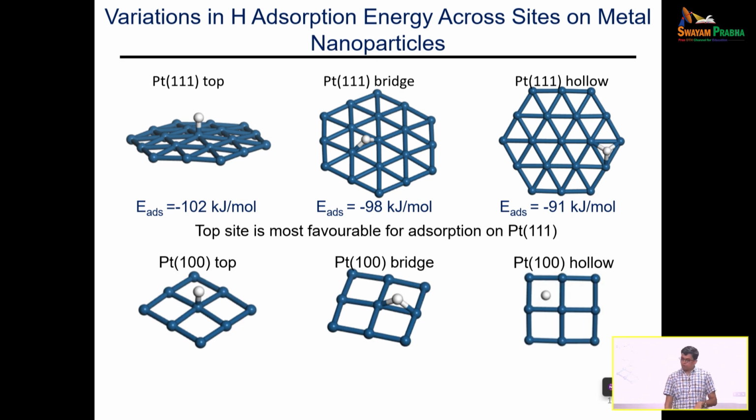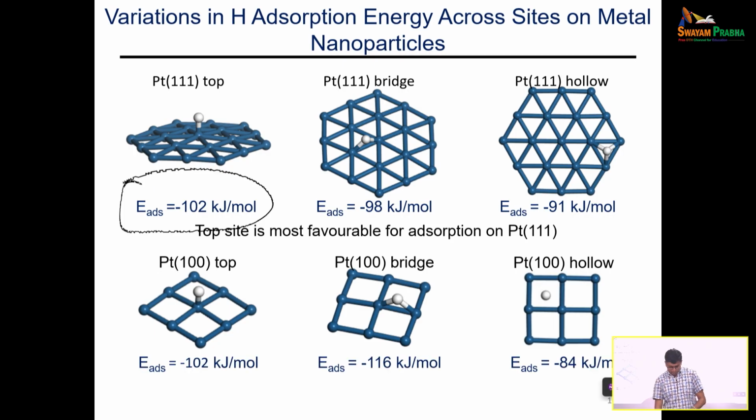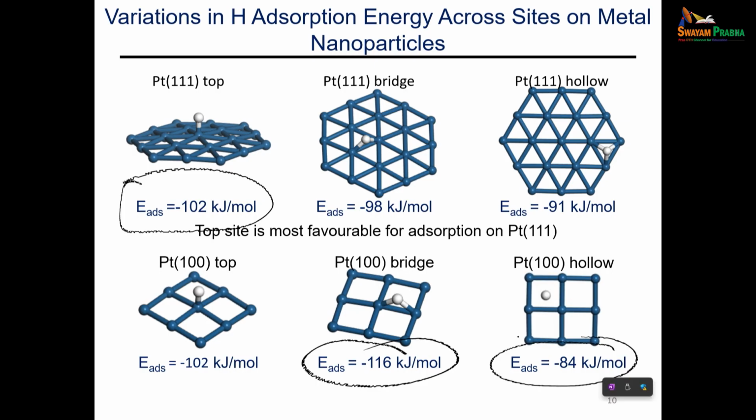Based on this, the statement we can make is that the most favorable site for adsorption of hydrogen on platinum is the top site, because this is the most negative. It doesn't mean the others don't happen, but if I am to say which is most probable by the energies, I am likely to say the probability of the site being the top site is the highest. Now if you look at the other kind of arrangement that we had, the numbers are slightly different. For the top site, that's pretty much the same. The bridge changes quite a bit. The hollow site becomes even less favorable.